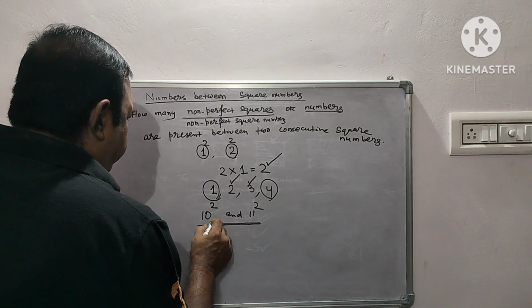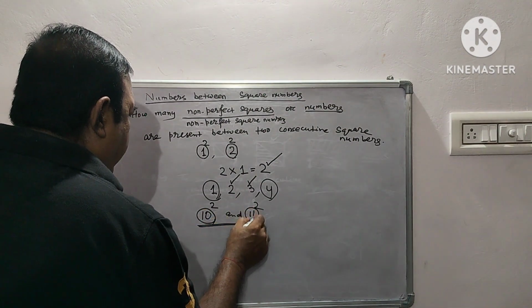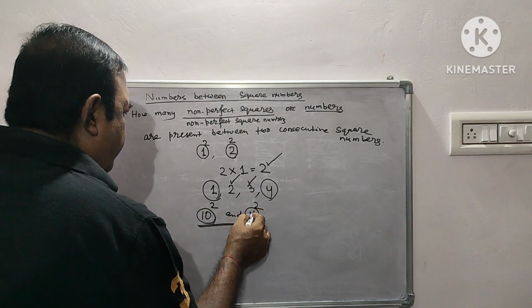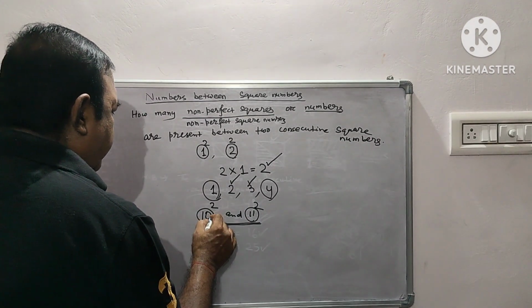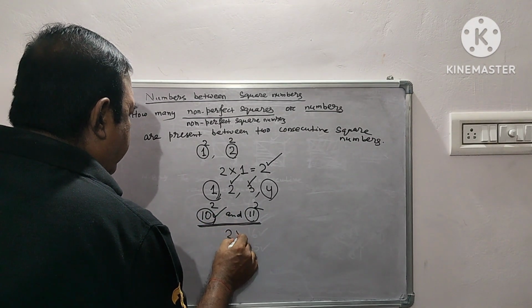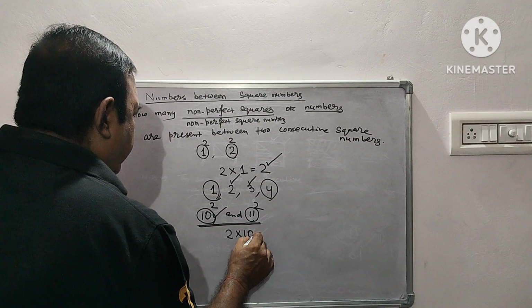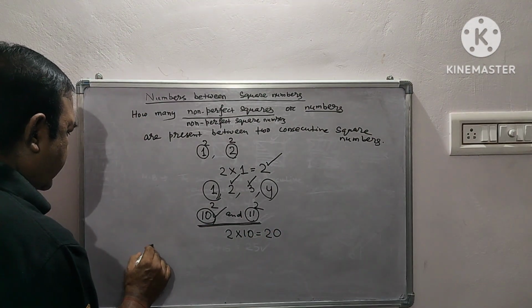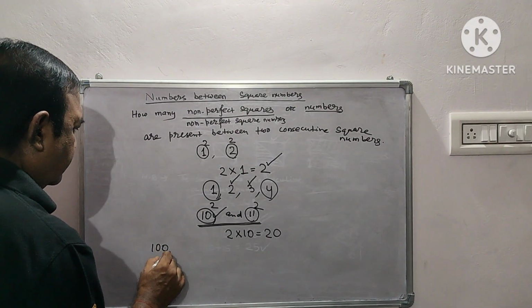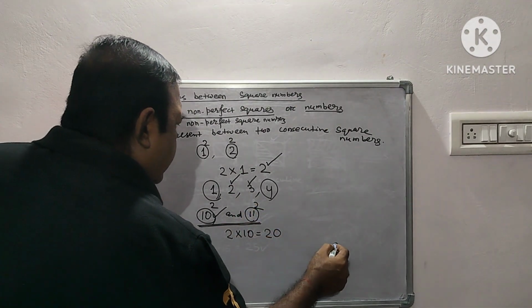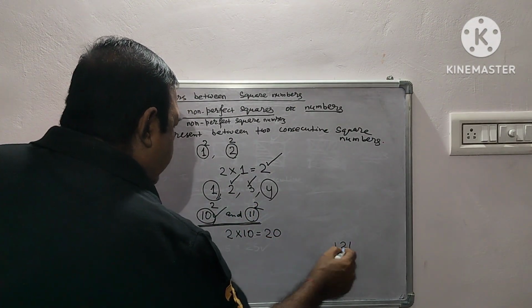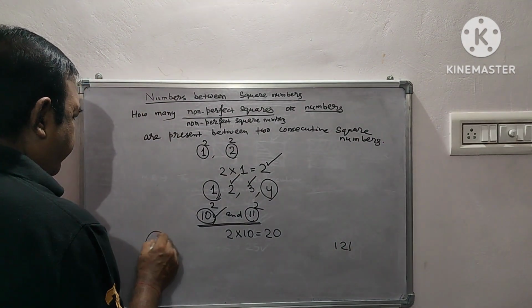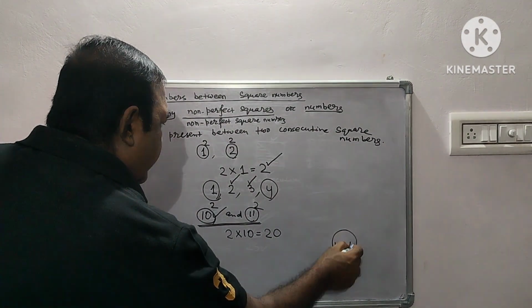So you see, square of 10, this is square of 11. The smaller number is 10. So you multiply by 2. So 2 into 10 is equal to 20. How? You see, 10 square is 100. 11 square is 121.